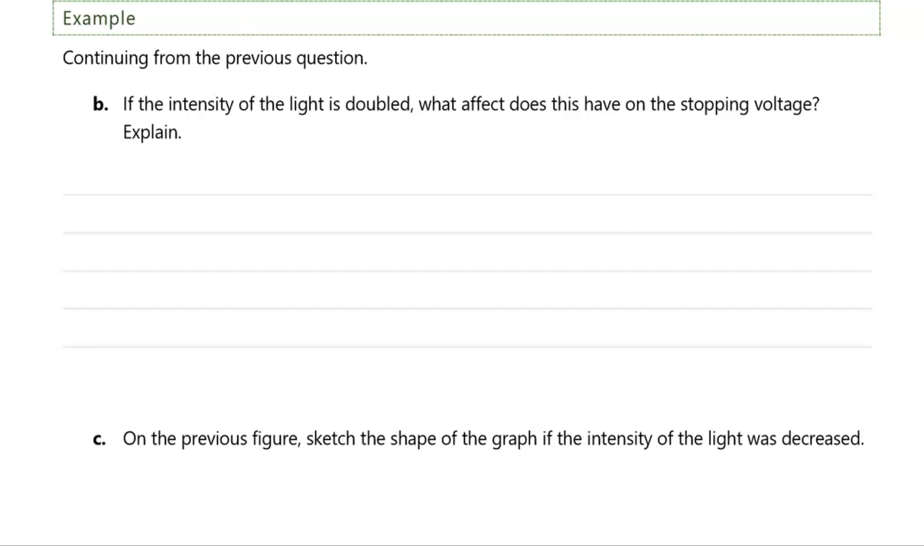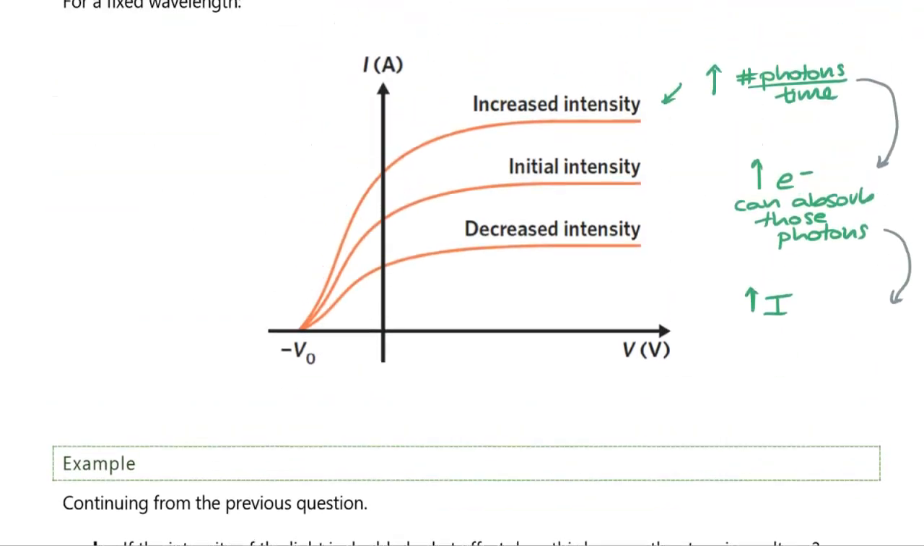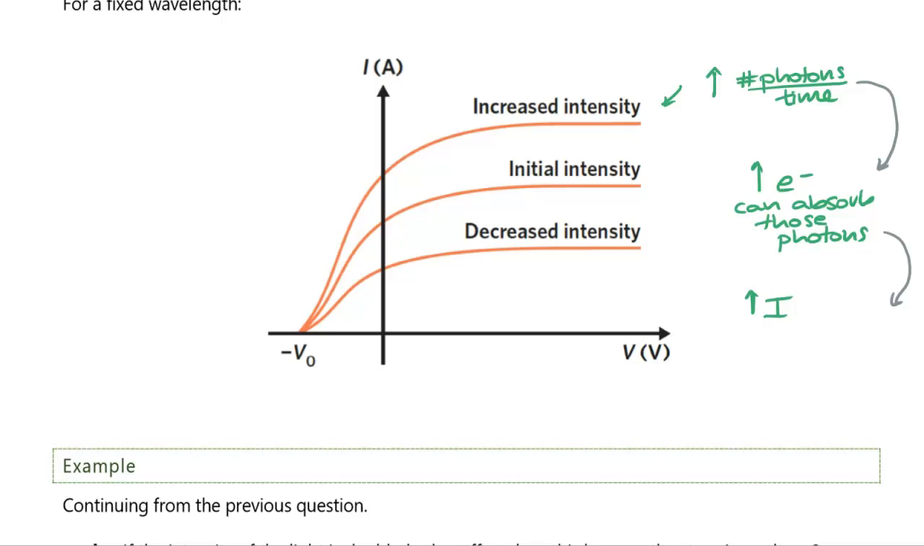This is continuing from the previous question, saying if the intensity of light is doubled, what effect does this have on the stopping voltage? Now that leads us to the second part of this graph. All of these, it could have been linear lines coming to this point, or it could have been these curved lines, but all of these lines here are coming to that same stopping voltage, which we would quote as V0.